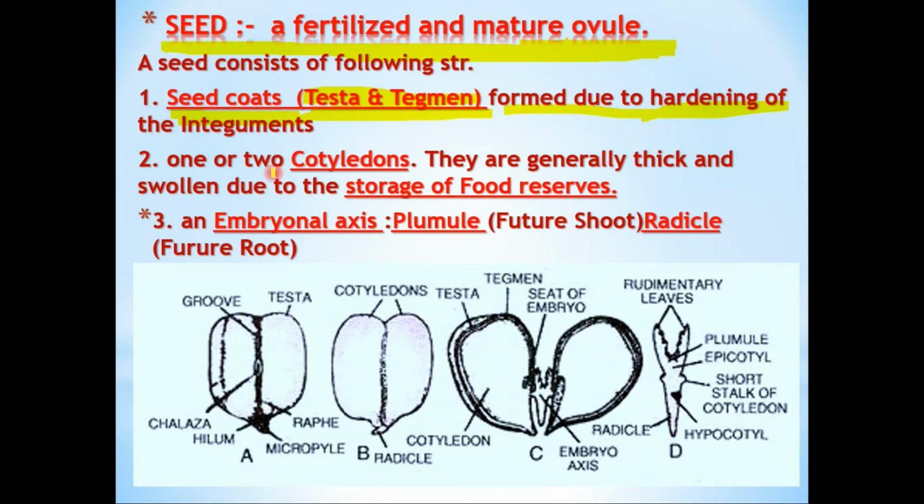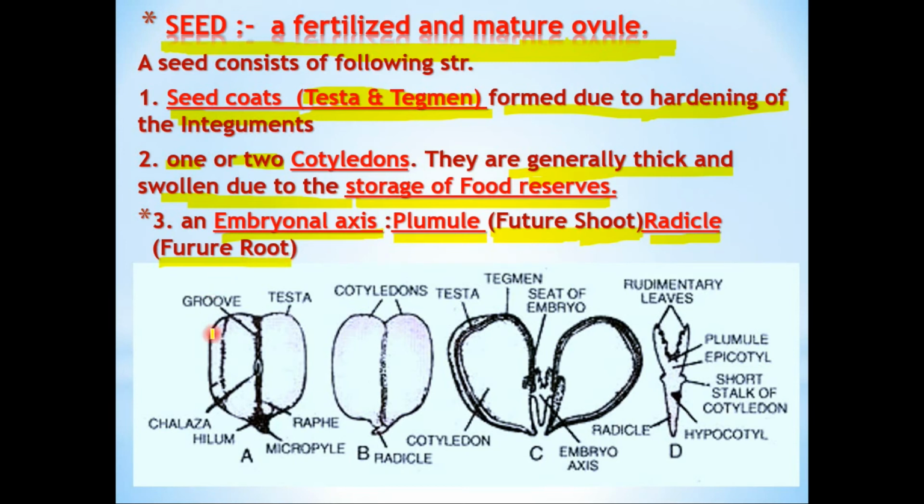Now in a seed, if it is a dicot, you will find two cotyledons, or if it is a monocot seed, you will find only one cotyledon, which we have already seen in the previous diagram. The cotyledons are generally thick and swollen. Why are they swollen? Due to storage of food reserves. And in a seed you will find the embryonal axis, that has the plumule, which is also called the future shoot because when the seed germinates, the plumule will give rise to the shoot, and the radicle is also called the future root because after seed germination the radicle will give rise to the root.